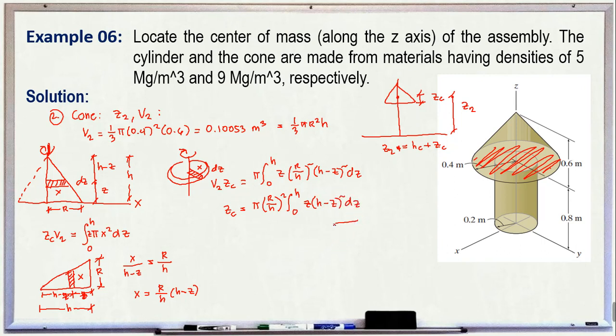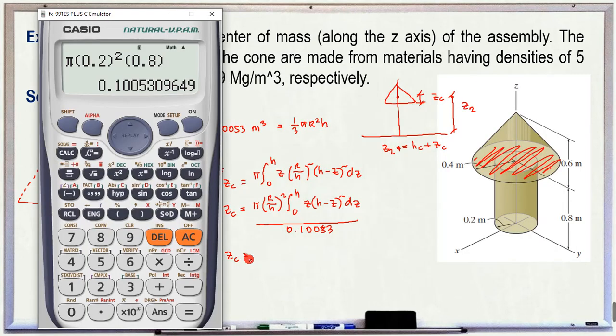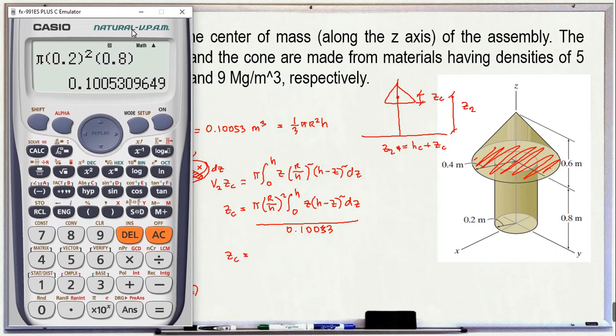Okay, that is over our V2. We already have a value for our V2, 0.10053 cubic meter. Here you can solve this one directly, no? Plug in the values, use your calculator, and input this in the integral expression.